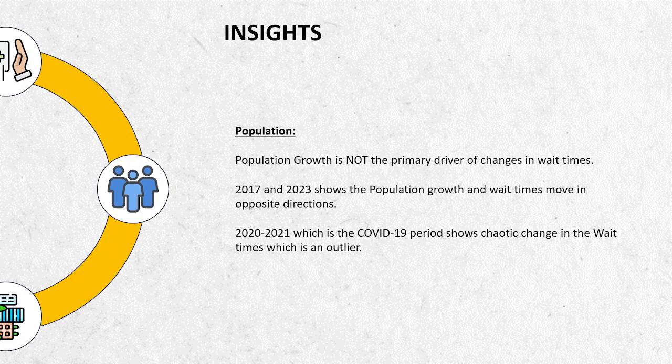So finally, the insights. Population growth is not the primary driver of changes in wait times. Between 2017 and 2023, as we can see, population growth and wait times both move in opposite direction. And if you take 2020 to 2021, which is the COVID period, it shows chaotic change in the wait times, which actually is an outlier.